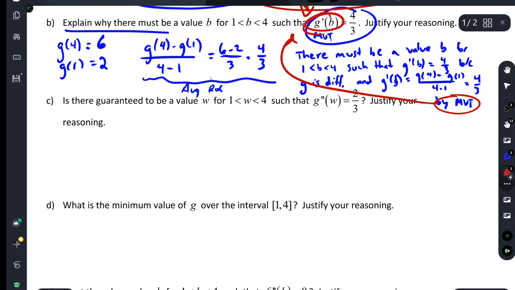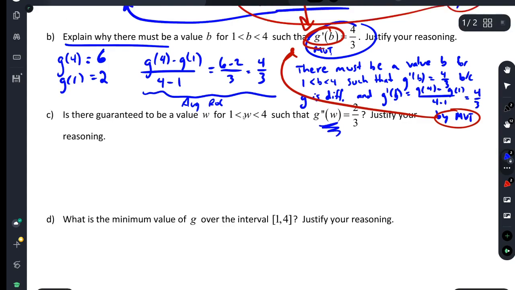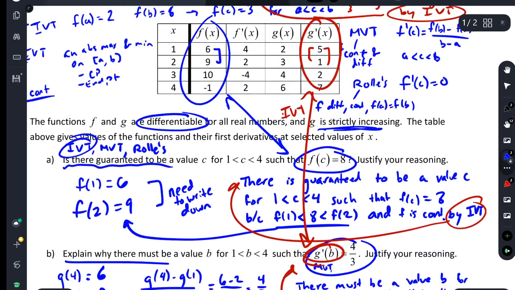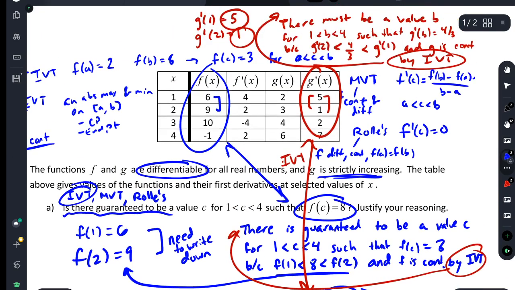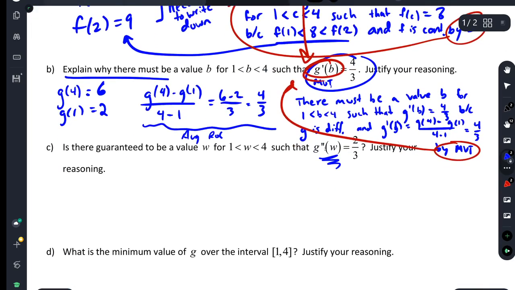Part C: is there guaranteed to be a value w for, they're just changing the variables, not a big deal, for 1 less than w less than 4, such that g''. Now, this one, g'', we do not have on our table. So like I said, for g', we could have done MVT using g, right? g' is the derivative of g. So we could have done MVT, which I showed down here. But we also could have done Rolle's. I showed up here because we want to figure out a g' and we have a g'. We do not have a g''.